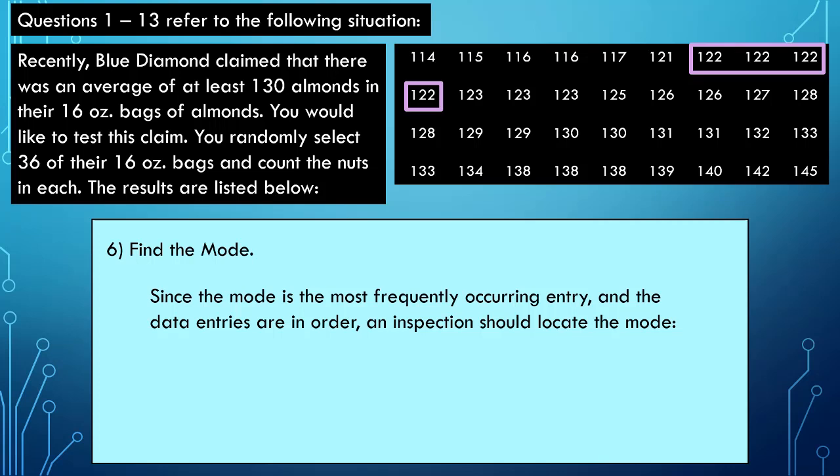If you have a data set where 2 are tied for the most number of occurrences, then those are both the mode. And if there isn't one, or if there's a tie between 3 or more, then that has no mode. So make sure you understand those possibilities as well. But in this case, we have a mode, and the mode is 122. Question number 7.